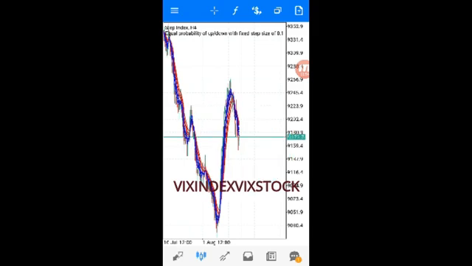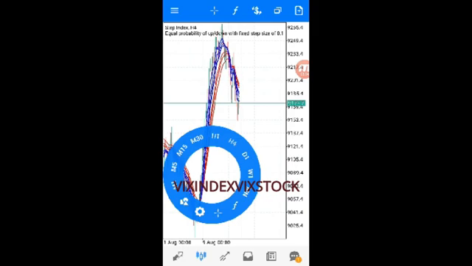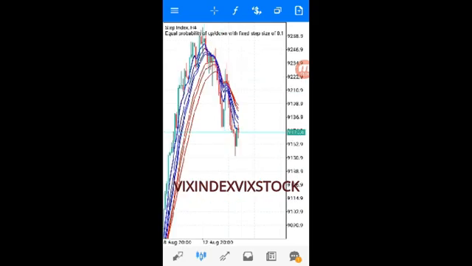I'm trying to zoom in. I don't know what's happening with my phone. The problem is if I tilt it, the video editor that I use is a problem. You will not be able to see things clearly.